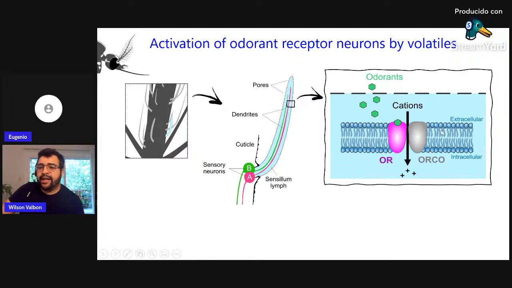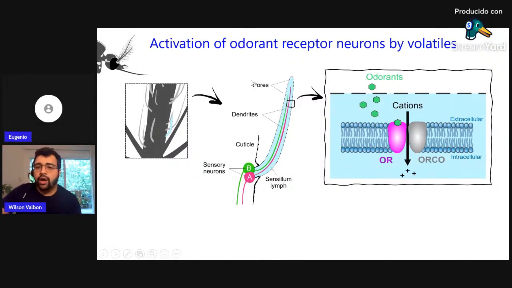As you can see, you have this protein here, and this second part here is called Orco. Orco is short for odorant receptor co-receptor, okay? So together they work. The odorant receptor must be together with this co-receptor Orco. Without Orco, it will not work.